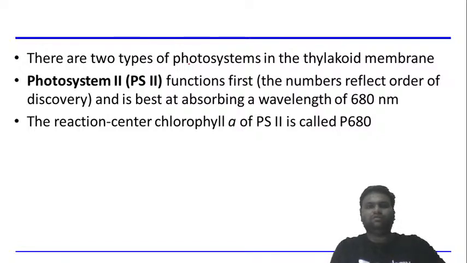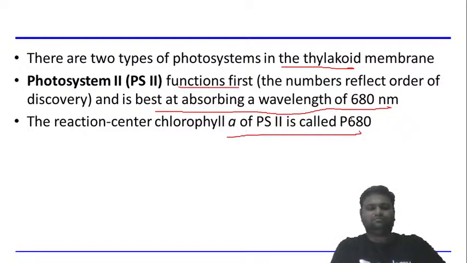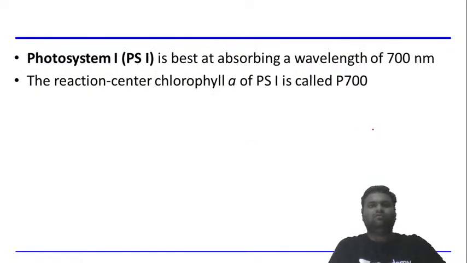There are two types of photosystems in the thylakoid membrane. One is photosystem 2 that functions first and is best at absorbing a wavelength of 680 nanometer. The reaction center of chlorophyll A of PS2 is called P680. Photosystem 1 is best at absorbing a wavelength of 700 nanometer. So the reaction center of chlorophyll A of PS1 is called P700.